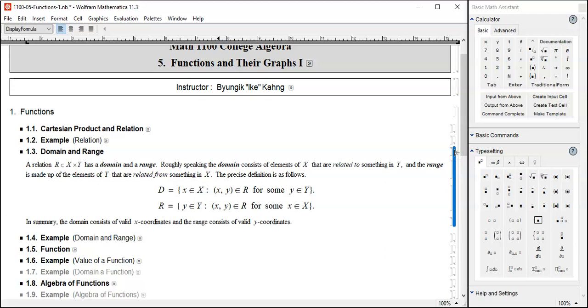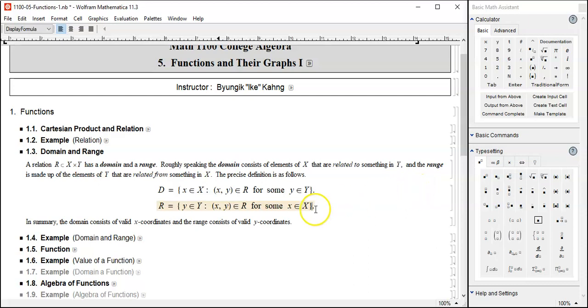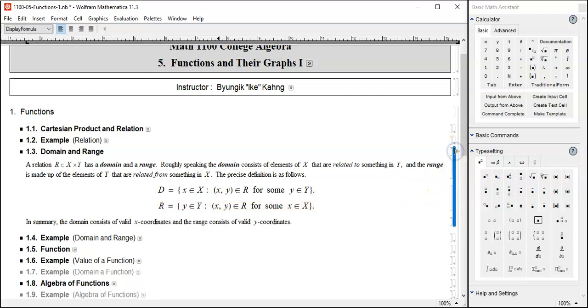Domain and range. Whenever we have a relation, we have a domain and range. Domain is basically the set of all allowed x-coordinate values. Range is the set of all allowed y-coordinate values. To be more precise, it's the set of all x values that are related to at least one y value, and the set of all y values that are related to at least one x value. But if you write like these, that's a little bit confusing and difficult to understand. That's why I use the first term, all allowed, all valid x values, y values.